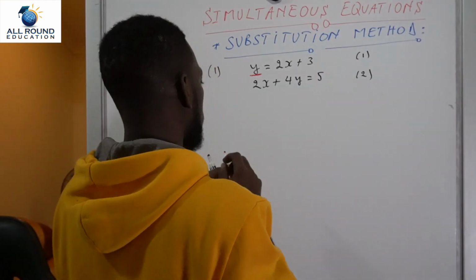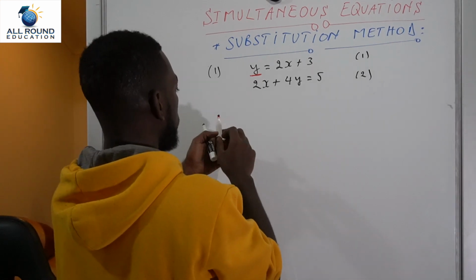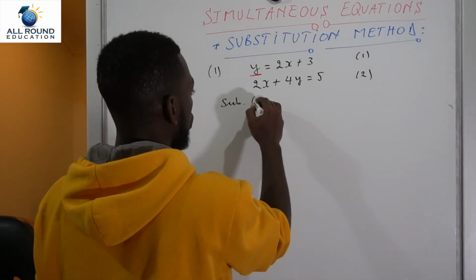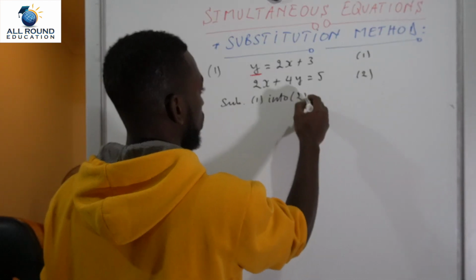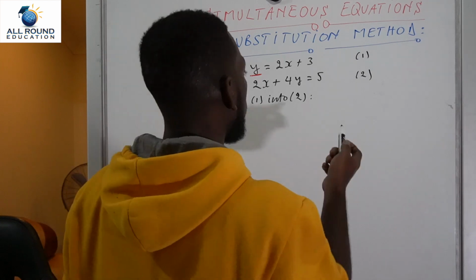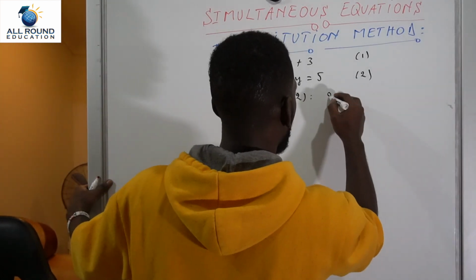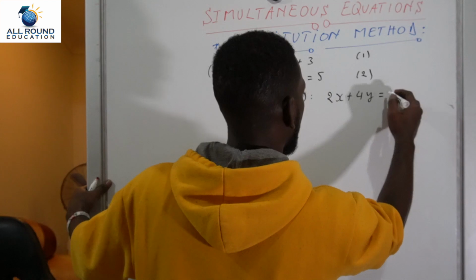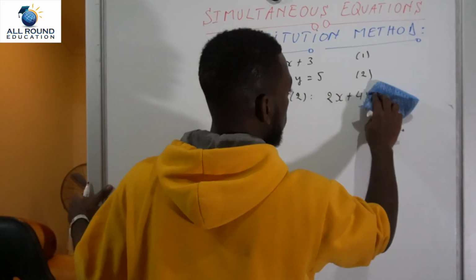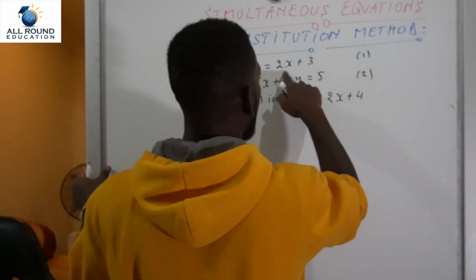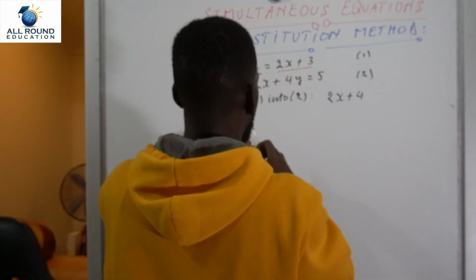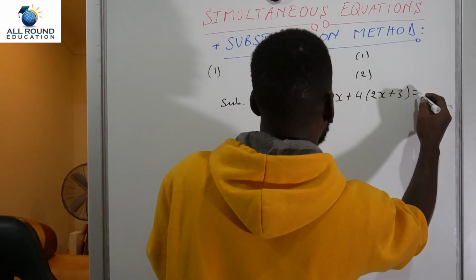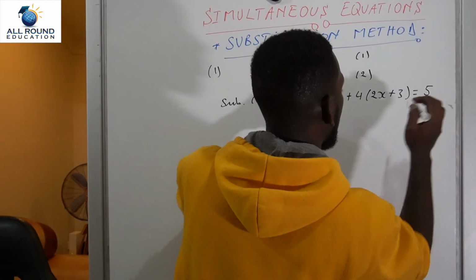So what you do is substitute equation 1 into equation 2, and what you then have, once you do that, is 2x plus 4y is equal to 2x plus 4 times (2x plus 3), so instead of y, I'm putting this value, right? That is equal to 5.